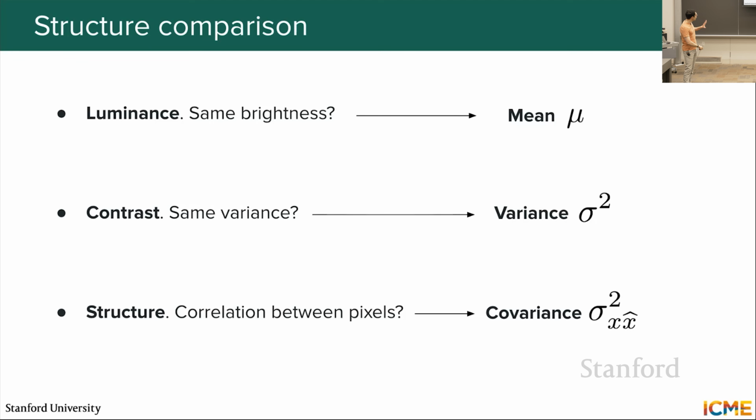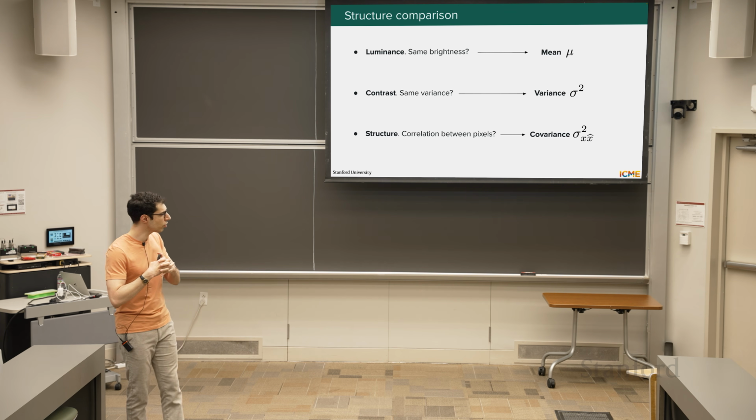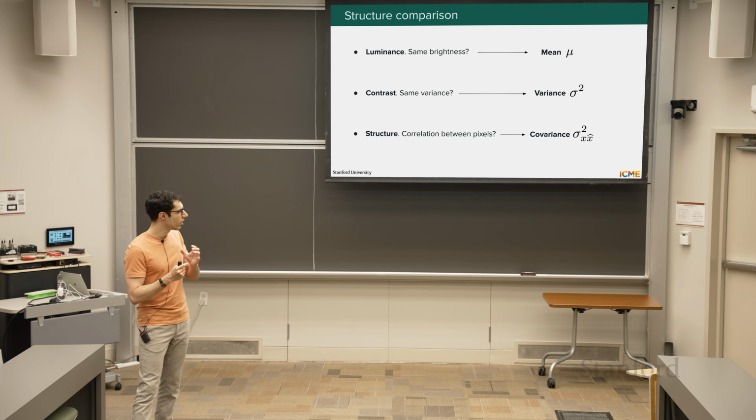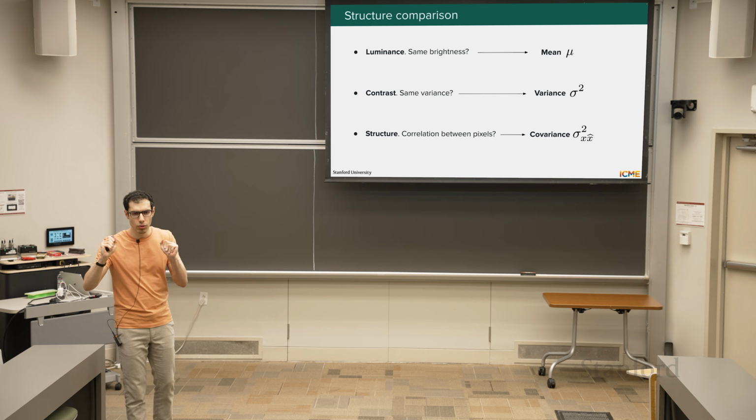And for each of them, the first one would be around computing the mean of the pixels in the patch in order to quantify the brightness or the color intensity of the patch. The second one, the contrast, would be around quantifying how much these pixels vary. So you can very well take the variance of those pixels. And then the third one is regarding the structure. And here you can very well take the covariance between these two patches.